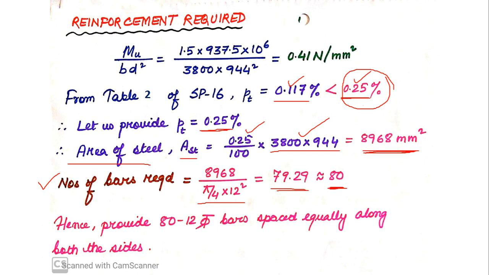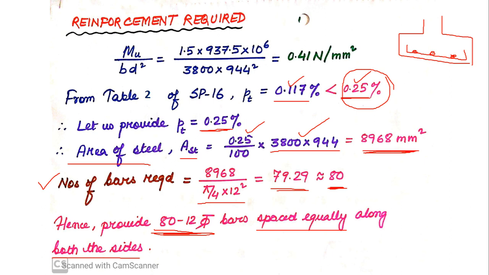If you remember the diagram of the pile cap, it was something like this. I had got the longitudinal bars and I also had the lateral bars. Now we have got that we need 80 numbers of 12 mm bars. This you can provide for the longitudinal bars as well as for the lateral bars. Hence I have written that provide 80 numbers of 12 mm bars spaced equally along both the sides. When I say both the sides, I mean longitudinally as well as laterally.